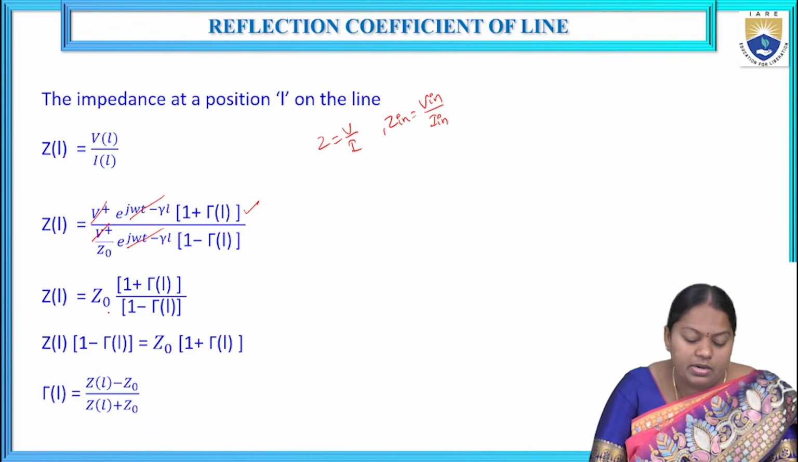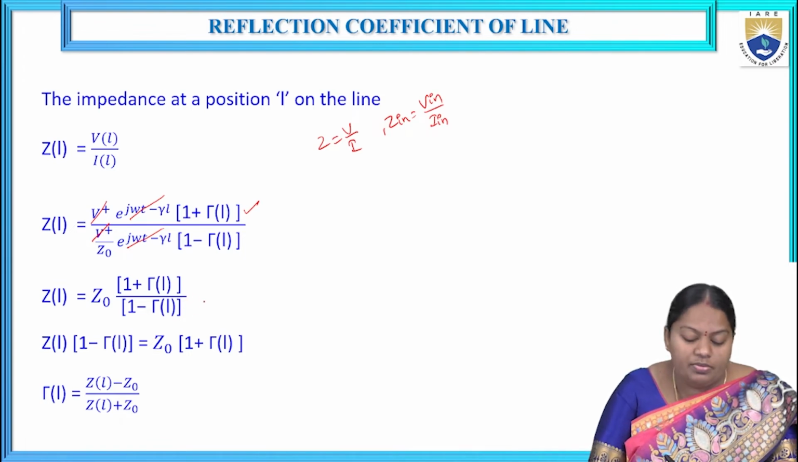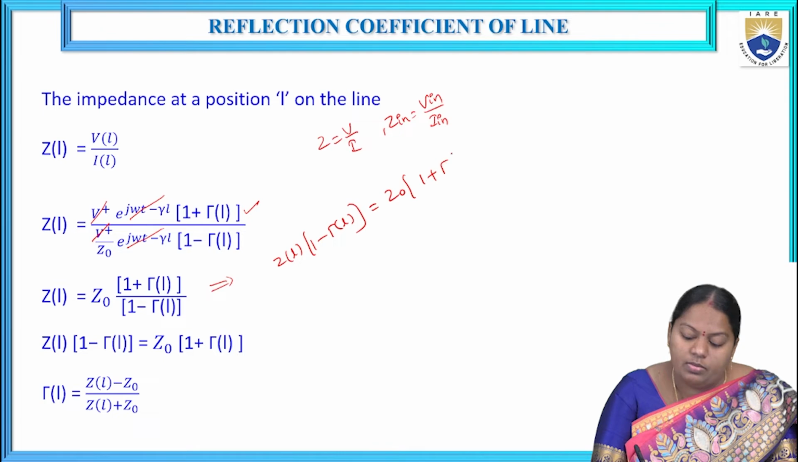So Z of L is equal to Z naught into (1 plus gamma of L) by (1 minus gamma of L). If you multiply these two, we are going to write the equation for gamma of L. From these two, we multiply: Z of L into (1 minus gamma of L) equals Z naught into (1 plus gamma of L). So we separate the equation for gamma of L, multiplying Z of L with this total thing and Z naught with this complete thing.